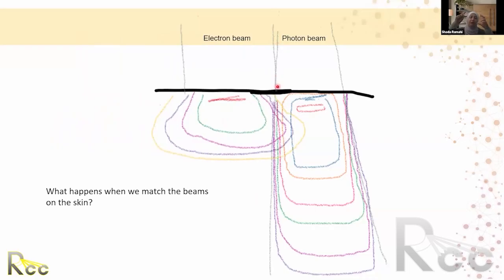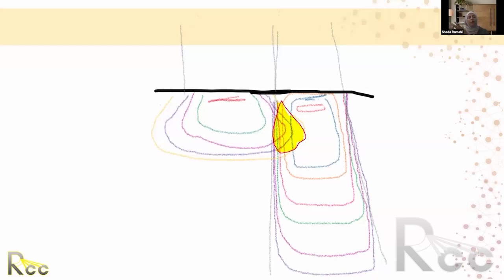Turn on the light field, we draw the photon beam edge, turn on the light field, we draw the electron beam edge, and we start moving the electron field to match with the photon field. But what's happening inside the skin is that the bulging of the isodose lines of the electrons will add up to the dose of the photons, and then you have this hotspot. We all know this from physics.